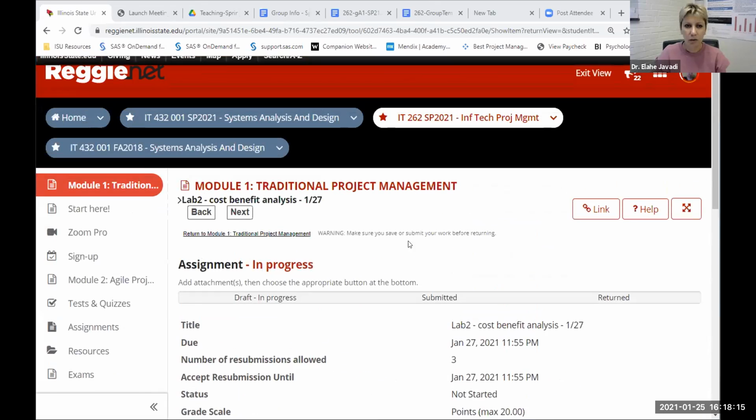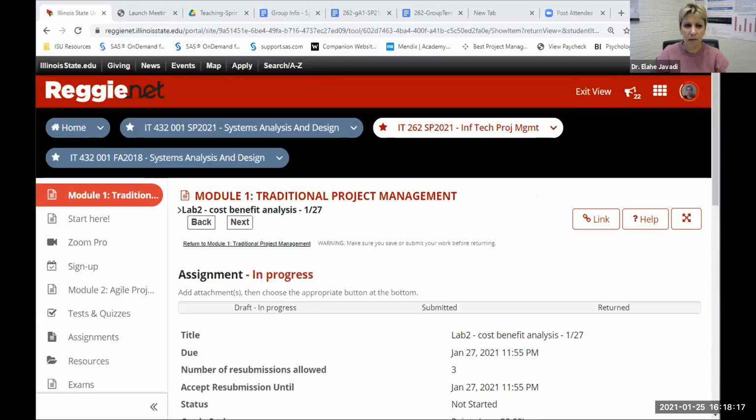So I'm gonna take you to ReggieNet. Let me have my browser up here. I'm saving my file. And let me do a few of the things we want to do today. Show you how we can. So you're gonna end up on module 1.